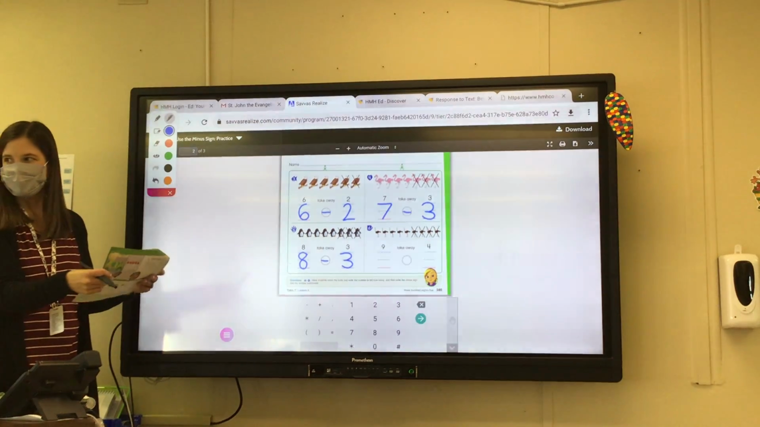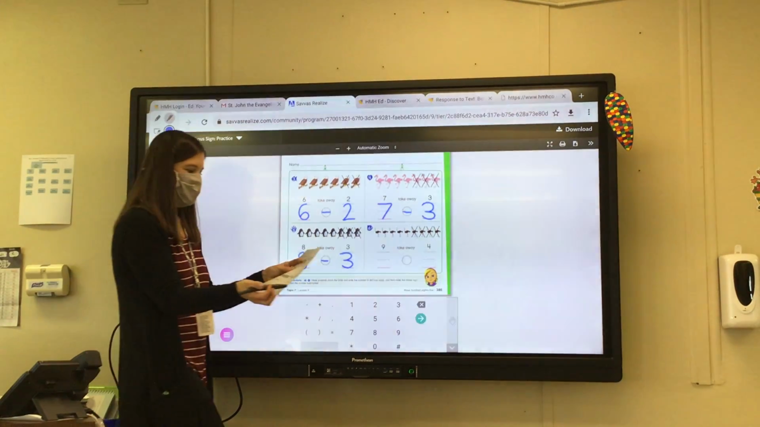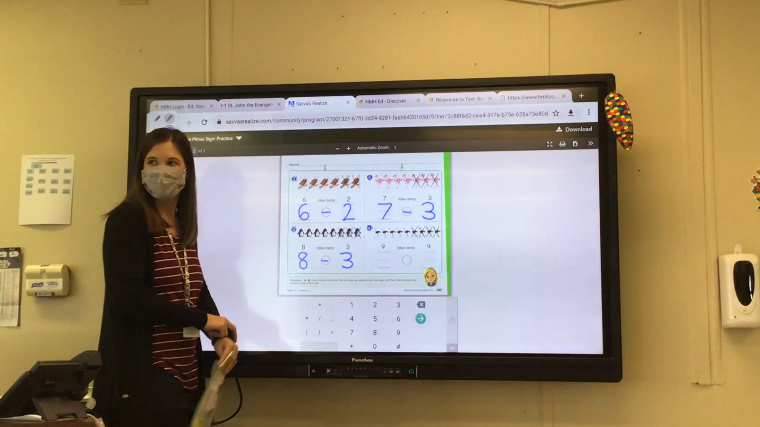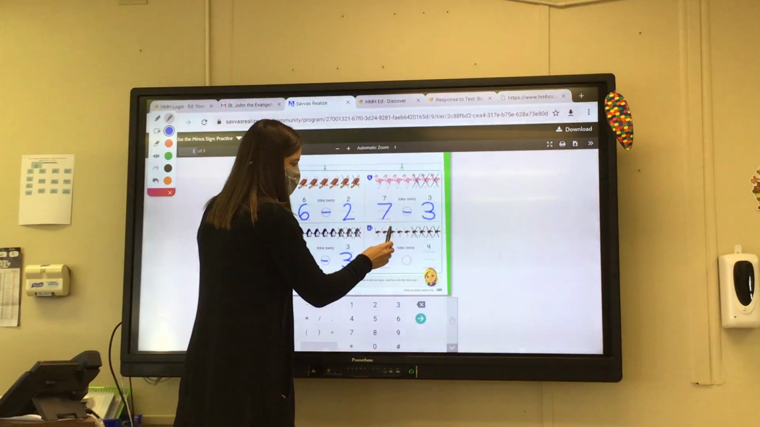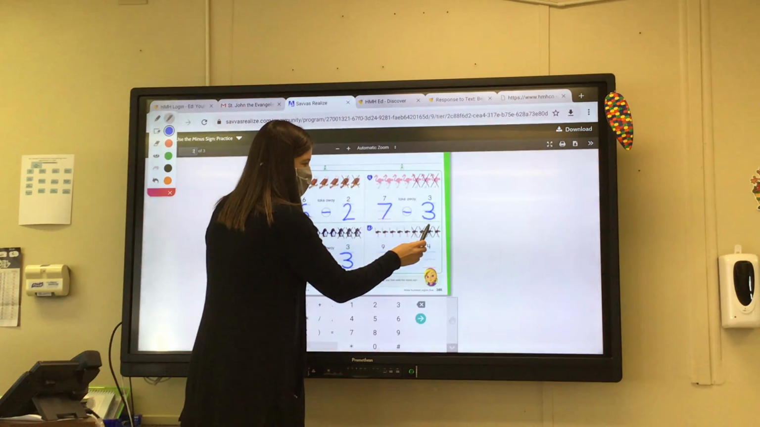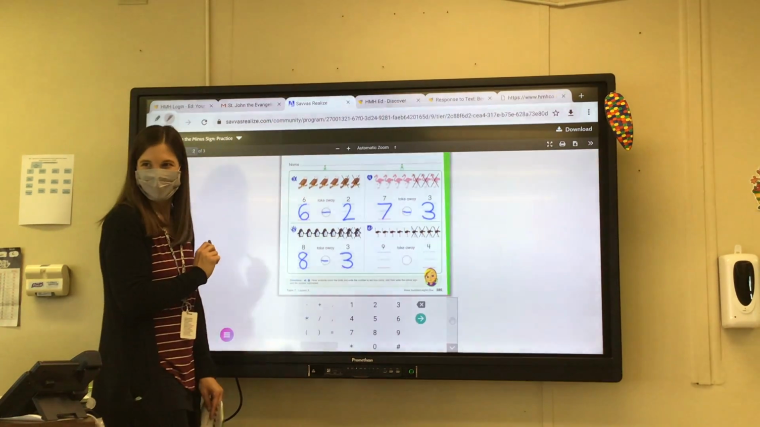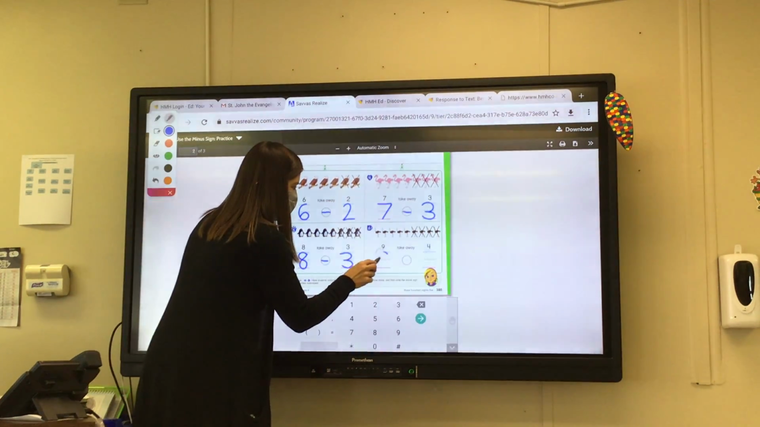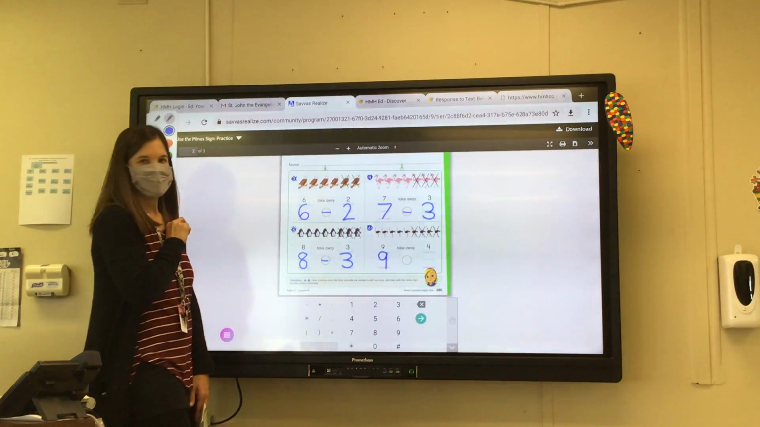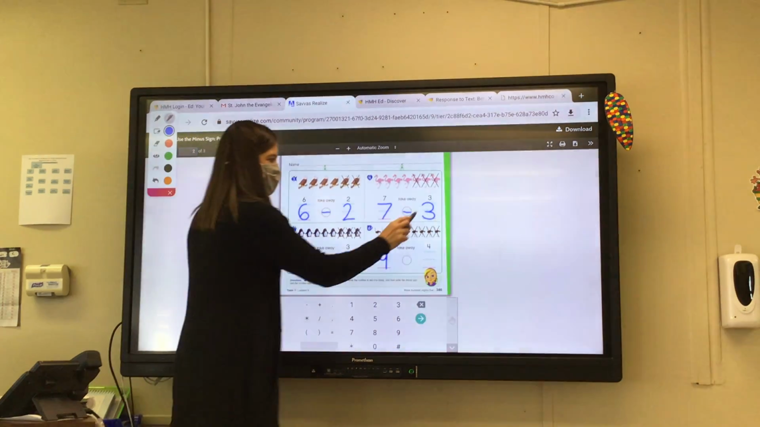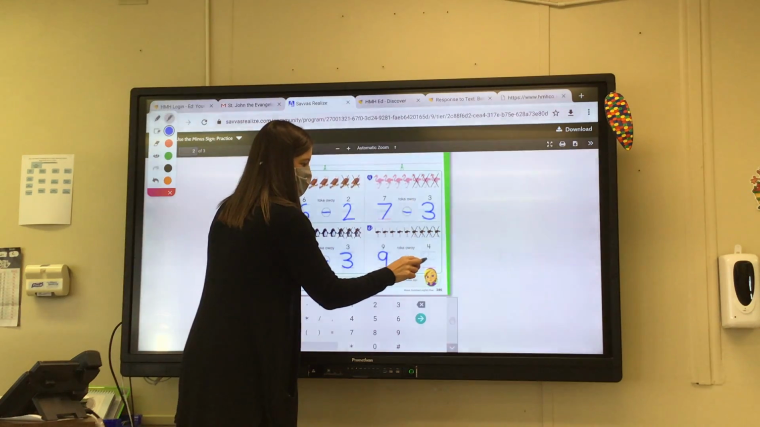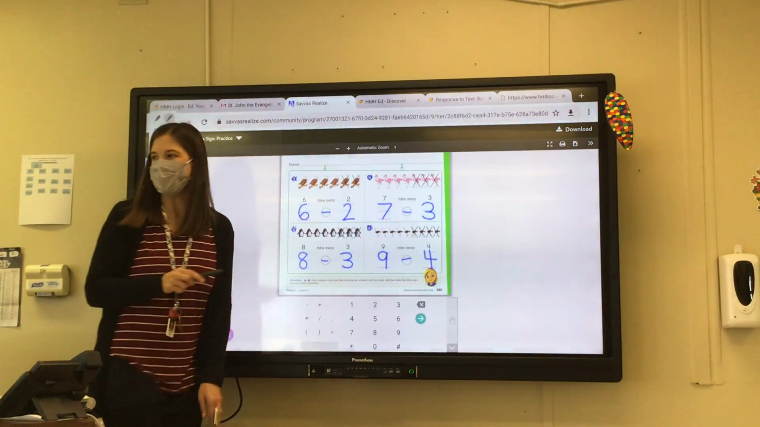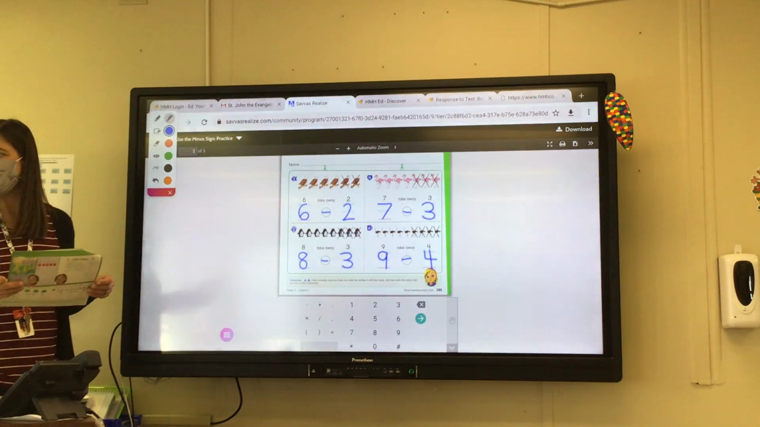Let's move on to number six. One, two, three, four, five, six, seven, eight, nine ostriches. So let's go ahead and make the number nine. How many did they take away? One, two, three, four. So you have to subtract four. Nine minus four.